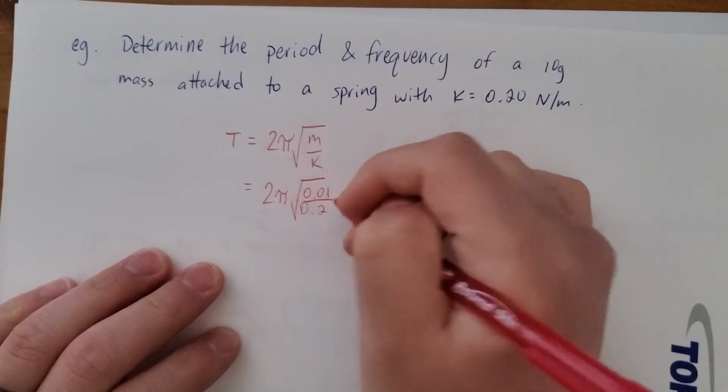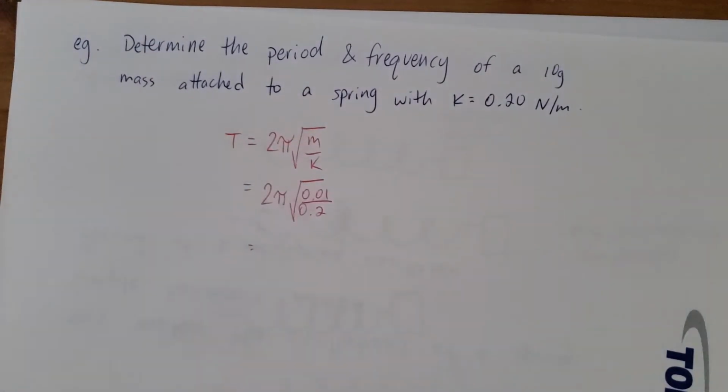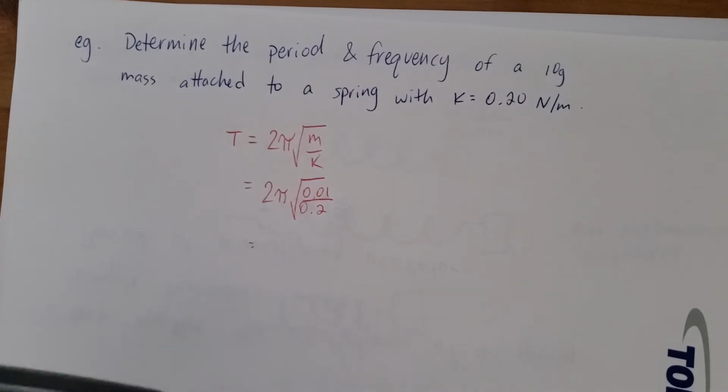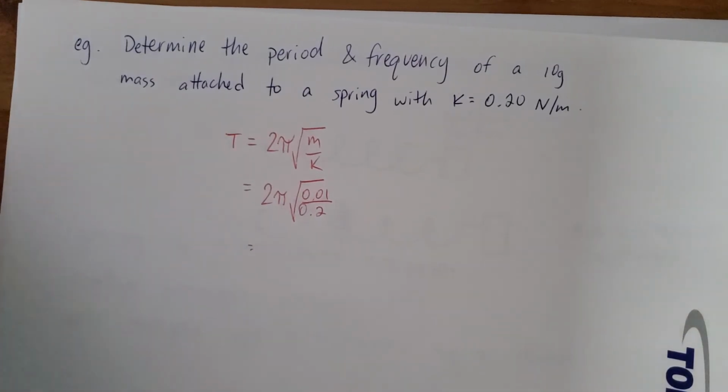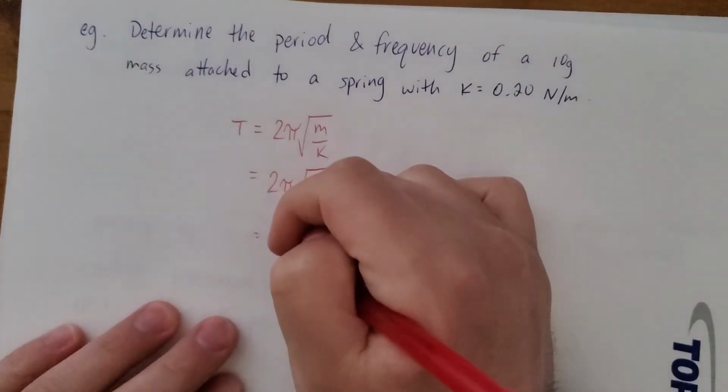Divide by 0.2. Square root, multiplied by 2 pi. Just push the right buttons and you'll be good. Okay, so here I've got a period of 1.4 seconds.